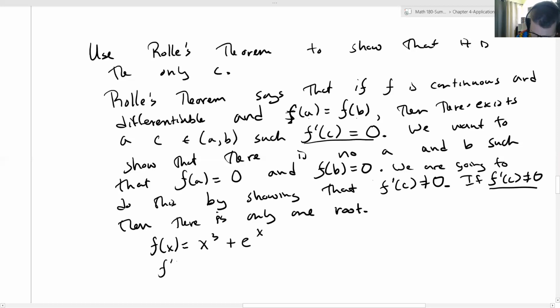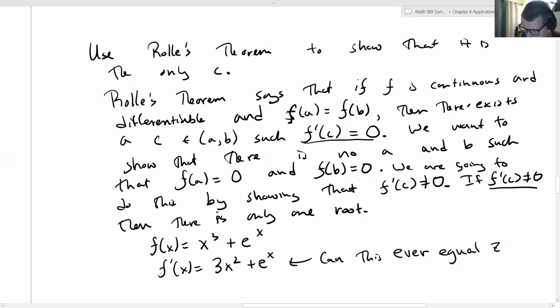So f prime of x is going to equal 3x squared plus e to the x. Can this ever equal 0? And then, even more importantly, why not? Even more importantly, why can that never equal 0? So the answer is no. This can never equal 0.